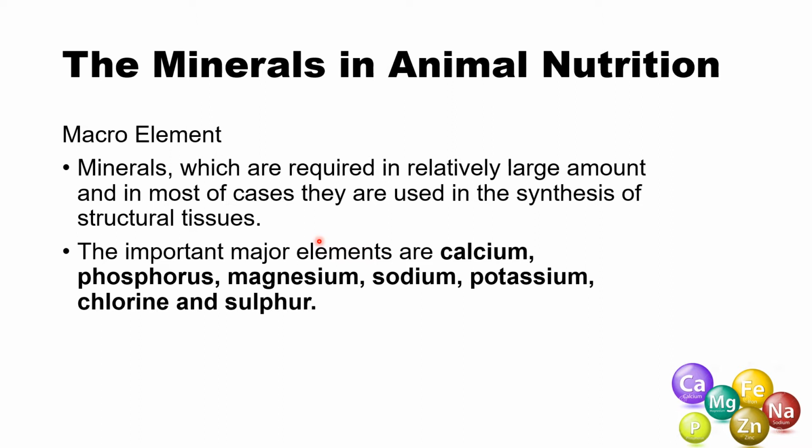And the animal needs these minerals since they are used in the production of tissues. So they are used for growth. These macro elements are used in the synthesis of structural tissues, in the development of muscles and bones, in growth and development. So, the important major elements are calcium, phosphorus, magnesium, sodium, potassium, chlorine, and sulfur. Those are the important minerals that the animal body needs in order to synthesize structural tissues.